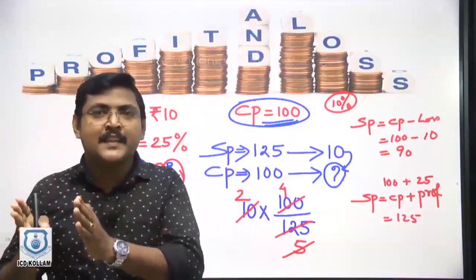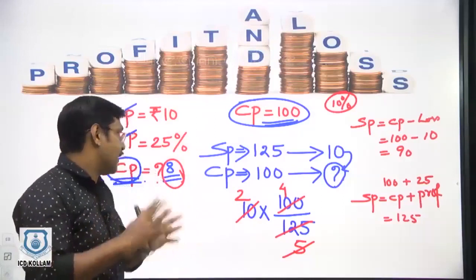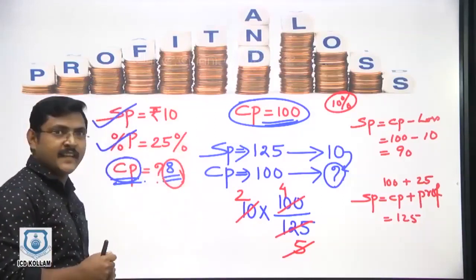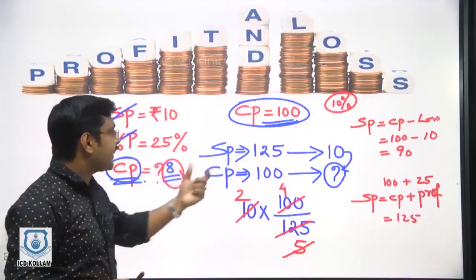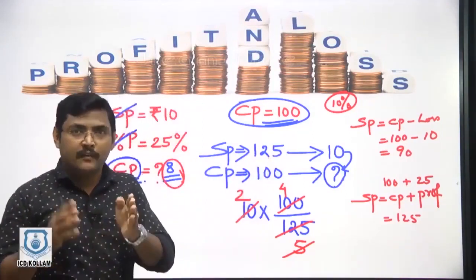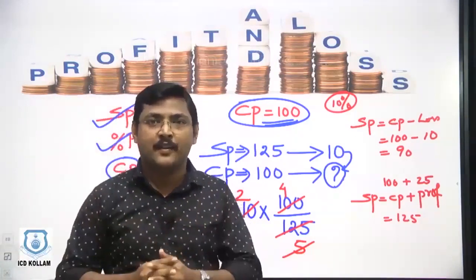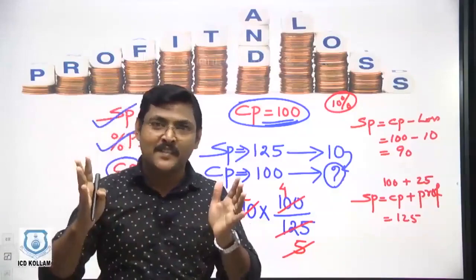If it's a profit percentage condition, we need to add that with 100. Remember that. And if it is a loss percentage condition, we need to subtract that from 100. For example, if this is loss percentage, 25% loss, in that condition we need to consider it as 75, right? Because if it is a loss condition, we need to subtract that from 100. So 100 minus 25 is 75. Think like that. So let's start discussing the questions one by one.